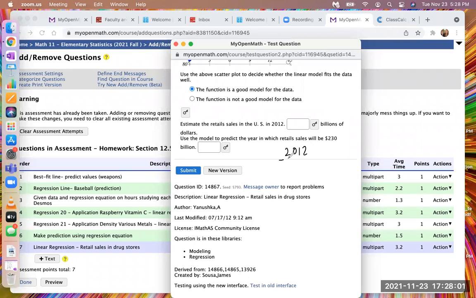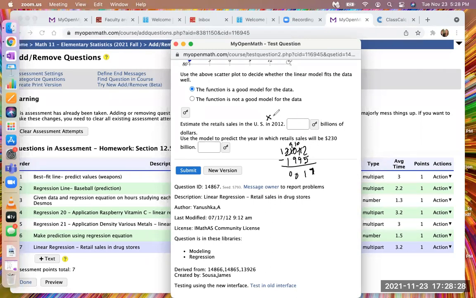2012 minus 1995. You have to make sure to line up each number underneath the other one above it. So borrow from the 1, get 12, and then I can't do 0 minus 9, so I borrow from the 2 here, get a 1, and then 9 and 1. So it's 17. 17 is our number.